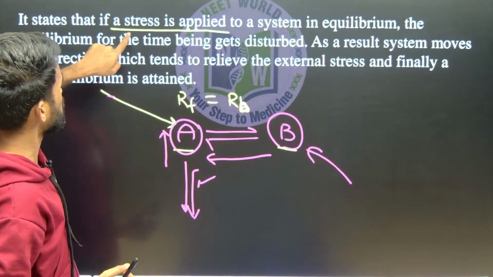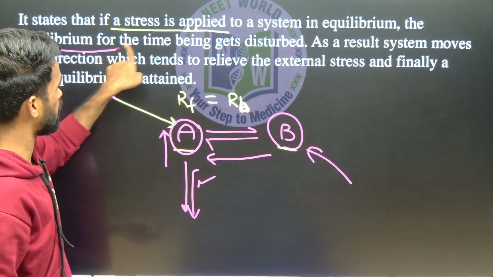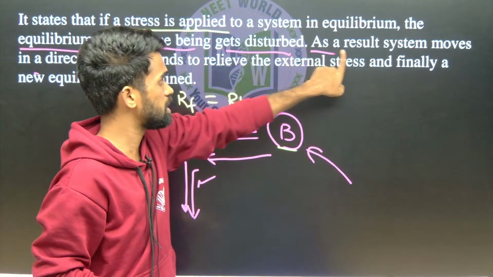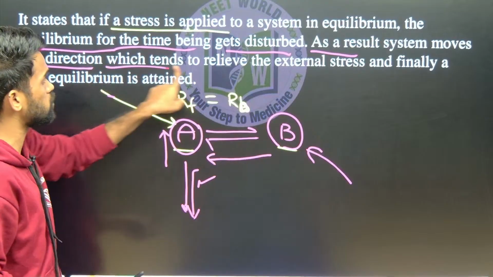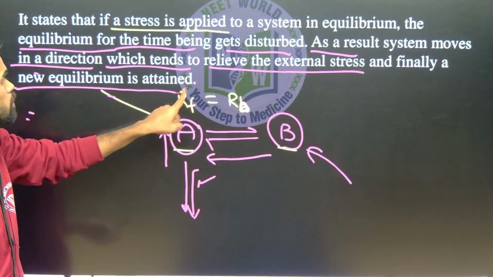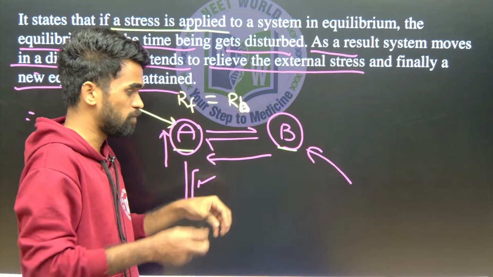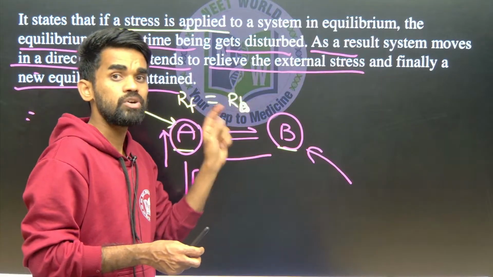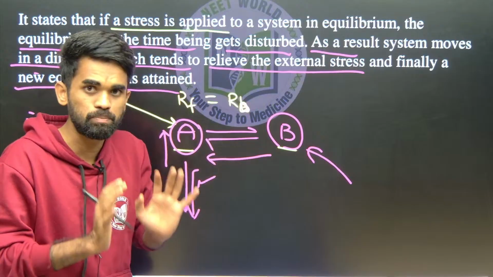See, if a stress is applied to a system in equilibrium, the equilibrium for a time being gets disturbed. As a result, the system moves in a direction which tends to relieve that external stress, and finally a new equilibrium is attained. If any stress is applied, equilibrium shifts in a direction to nullify or cancel out that external stress, that's it. This is a very simple way to understand.